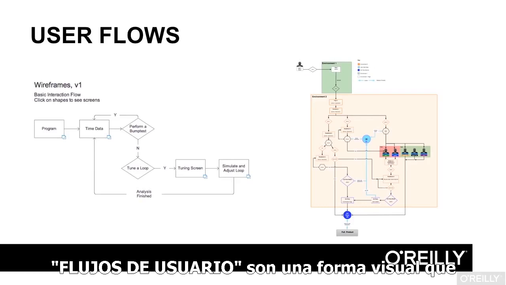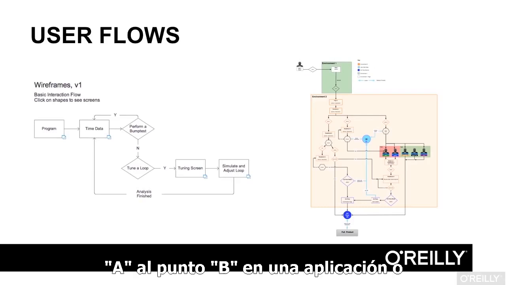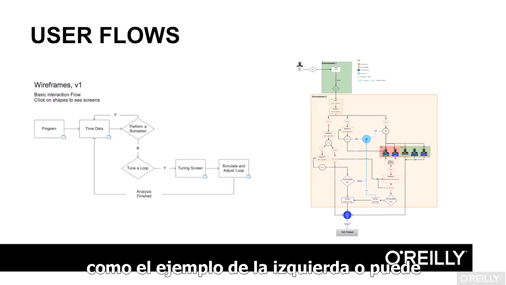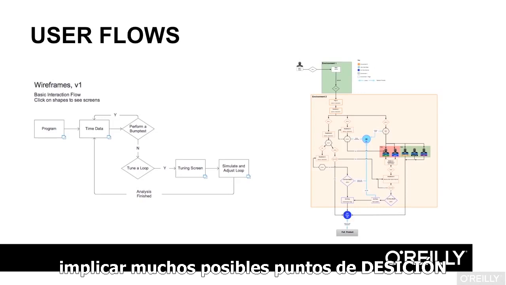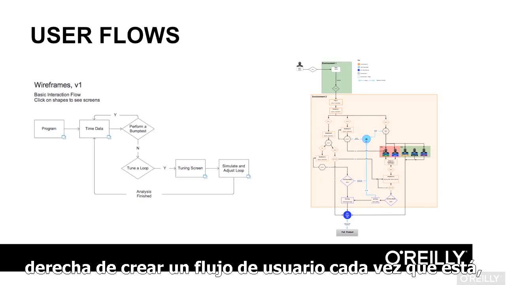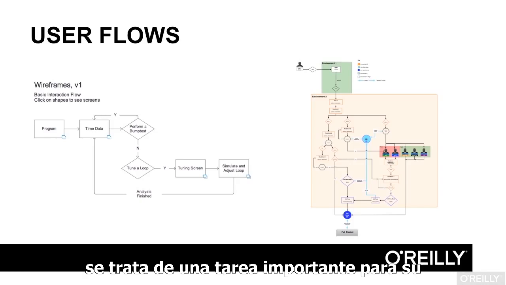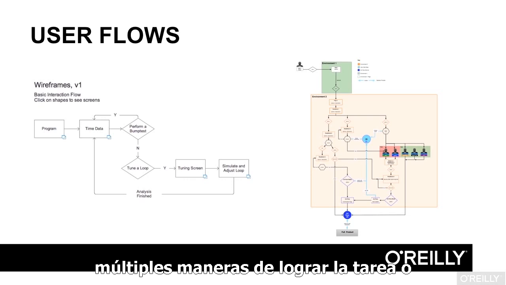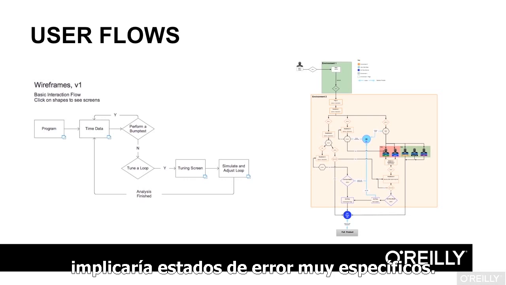User flows are a way of visually representing how a user gets from point A to point B in an application or website. They can be extremely simple, like the example on the left, or they can involve many possible decision points and user states, like the example on the right. Create a user flow whenever you're dealing with a major task in your product, particularly if it might have multiple ways to accomplish that task or would involve very specific error states.